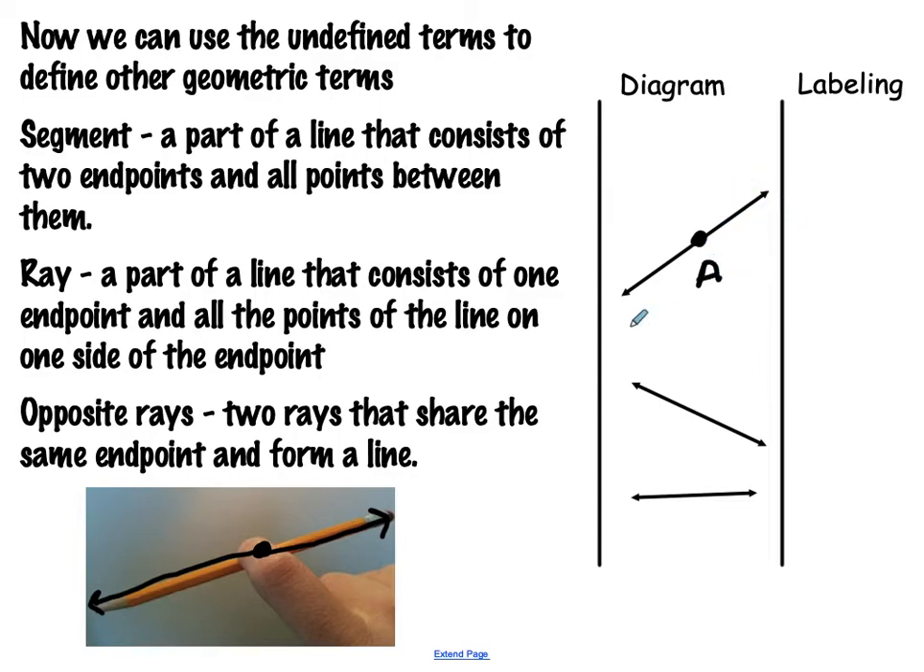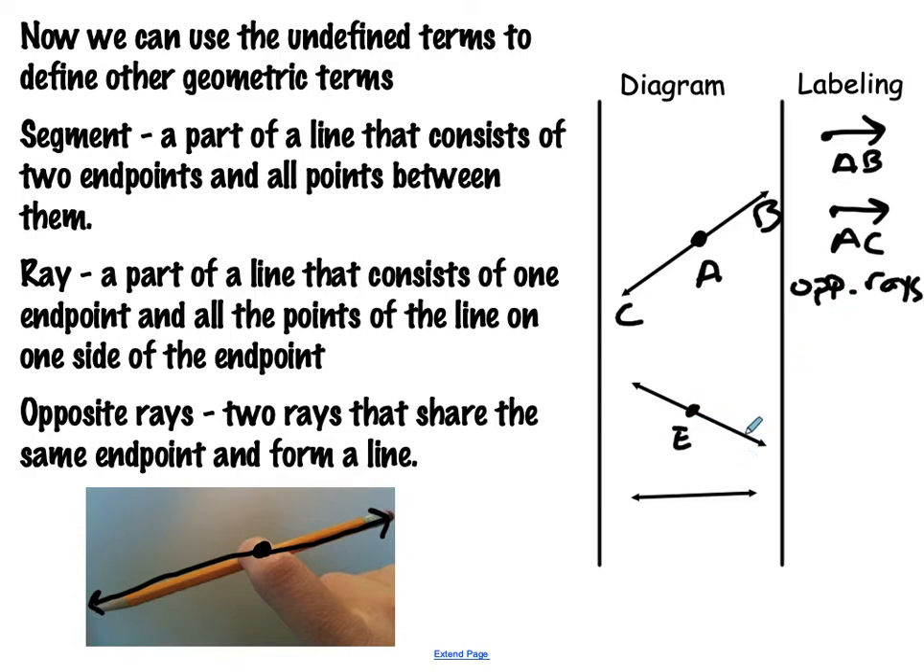This direction towards the eraser is point B, and in this direction is point C. So we label that two rays. We say ray AB going in that direction and ray AC. These are opposite rays. Okay, that's one example.